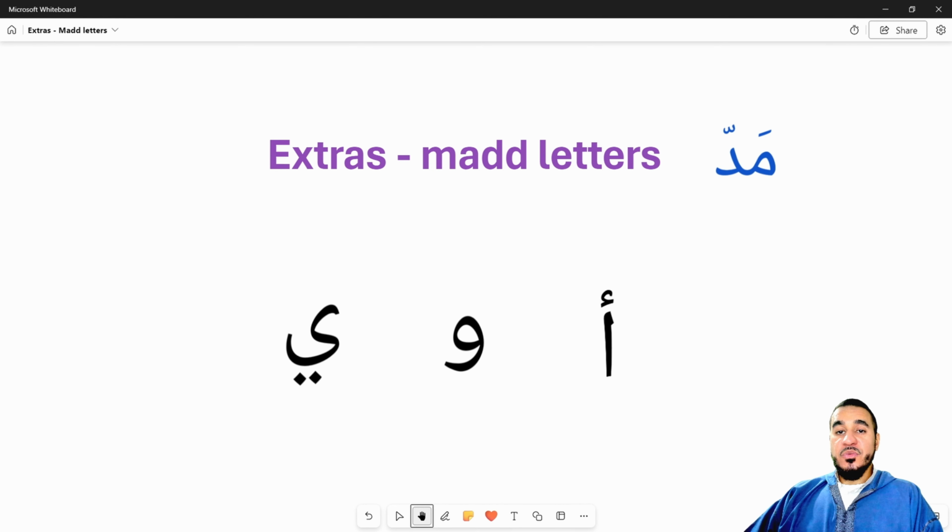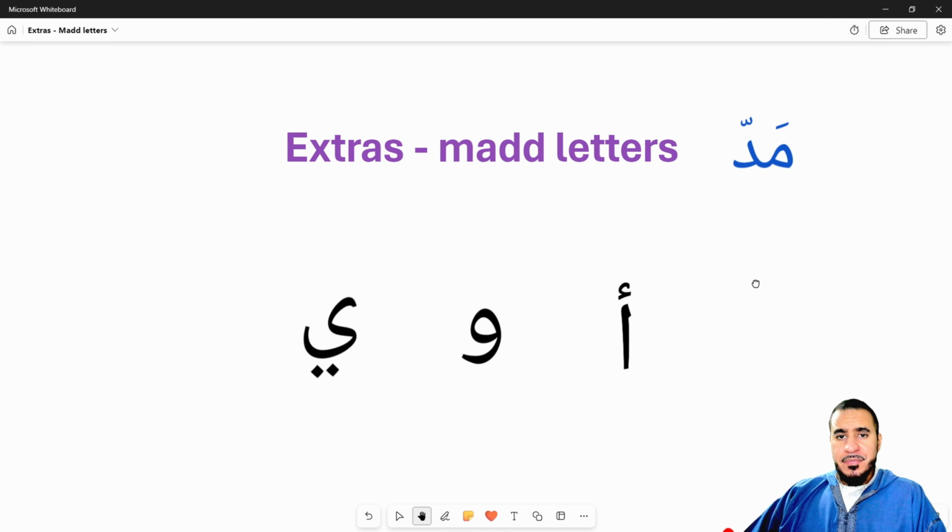In this class, we're going to be looking at the med letters, okay? The med letters, not the mad letters. Med. I've written it with two D's, because when we write the word in Arabic, it has a dal with a shadda on it, meaning there's two dals. So that's why I've put two D's, okay?